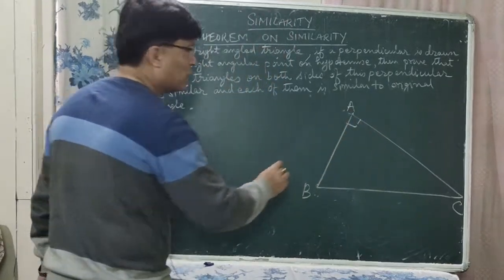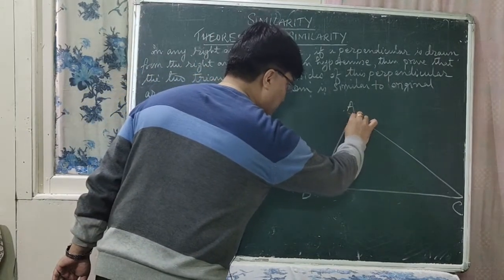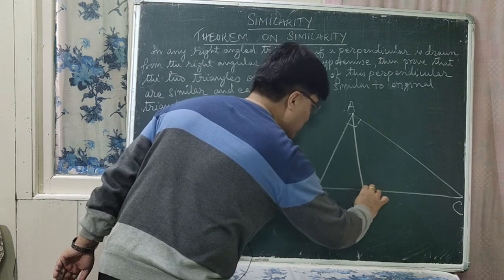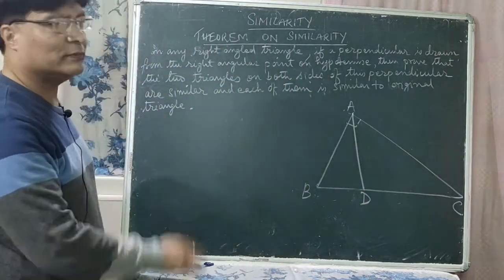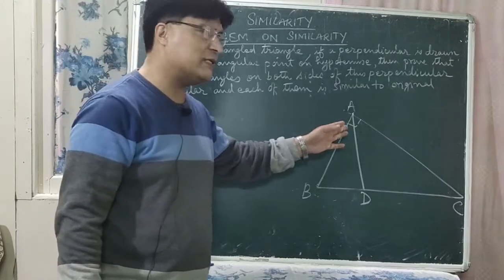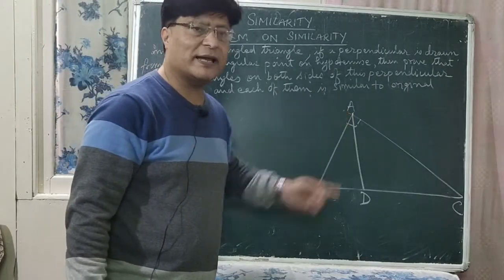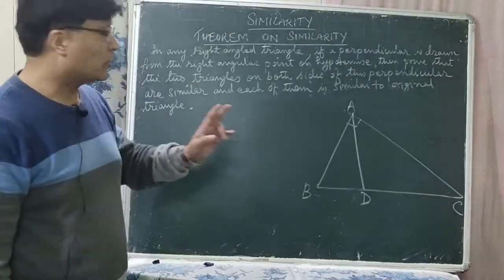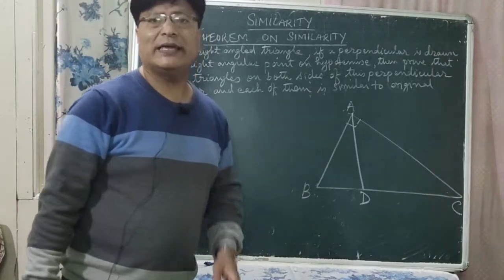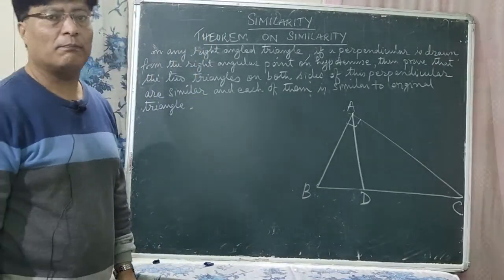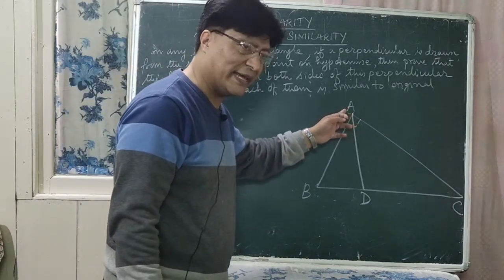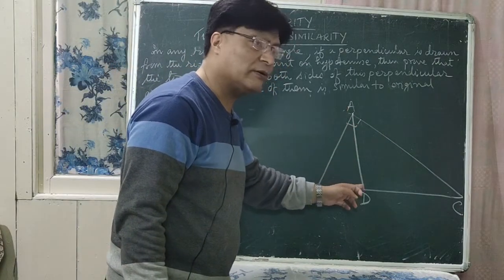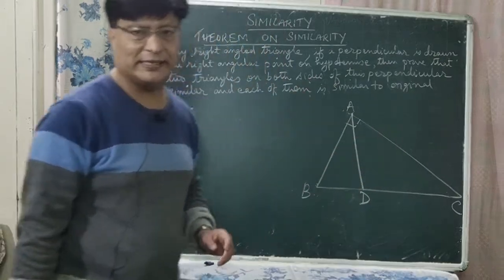And from this right angular point, you have to draw a perpendicular here according to the question. Suppose this is AD. So from the right angular point, that is A, because here angle A is 90 degree, that's why this angle A is known as the right angular point. So from this point A, you draw a perpendicular AD upon BC.